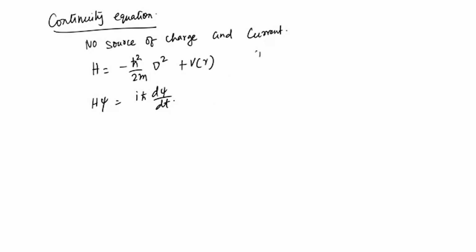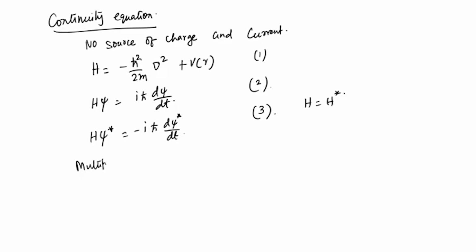Let us call this equation 1, this equation 2, and let us take a conjugate of equation 2. So, we have H psi star equal to minus i h cross d psi star dt. Remember that H is equal to H star because H is a Hermitian operator. So, let us call this 3. Now, you multiply 2 by psi star and 3 by psi, and then finally subtract.